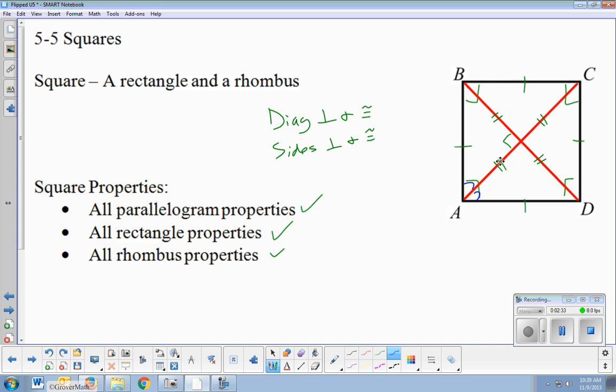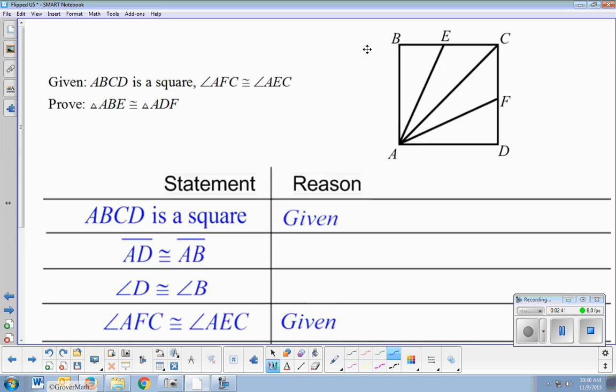It could be opposite sides congruent. It could be all sides congruent. It could be all angles congruent. There's so many different properties for a square. Let's take a look at a proof. All right, so ABCD is a square. I want to, and angle AFC congruent to AEC. Prove ABE and ADF. There are a lot of triangles in this picture.